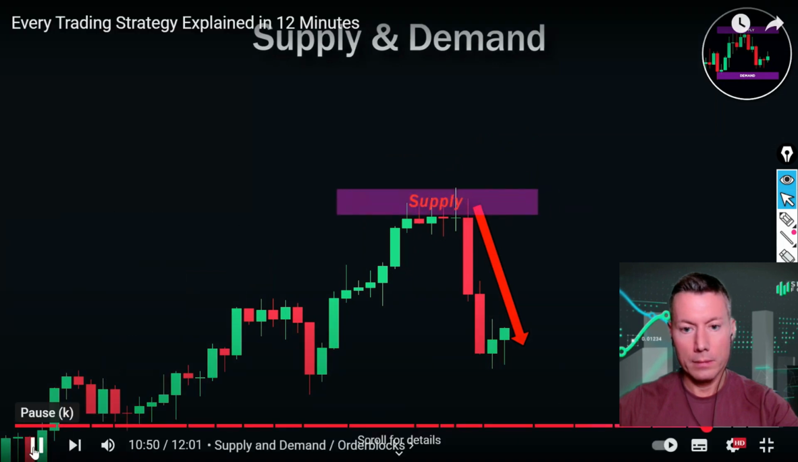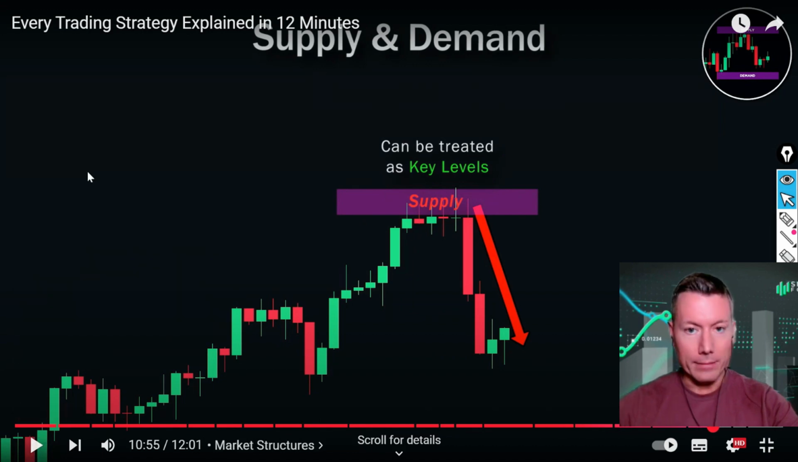Just like support and resistance, these zones can be treated as key levels for potential entry positions. Exactly that, right? I mentioned it before, supply and demand, support and resistance, fair value gaps. They even use the term order blocks. They all mean the same thing. They are areas on a chart where price has reacted previously and therefore are a good area for price to react in the future. And it's as simple as that.